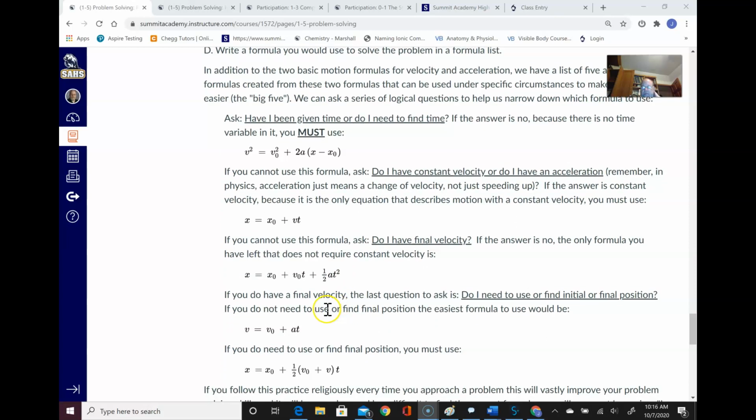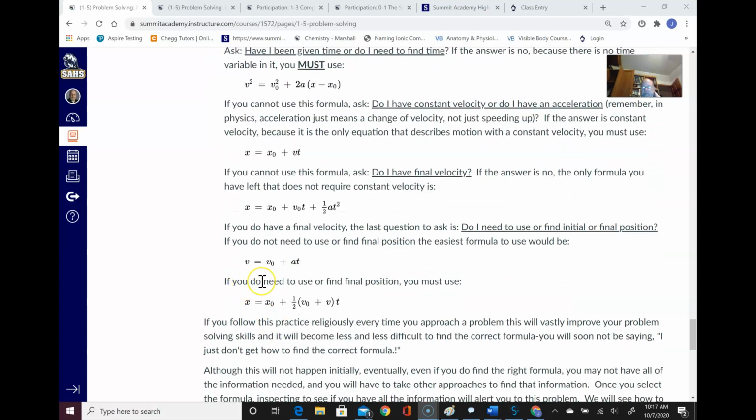Okay? If you do have a final velocity, the last question to ask is, do I need to use or find initial or final position? If you don't need to use or find final position, the easiest formula to use is v equals v0 plus acceleration times time. On the other hand, if you do need to use or find final position and you have an initial and a final velocity, you have to use this formula.